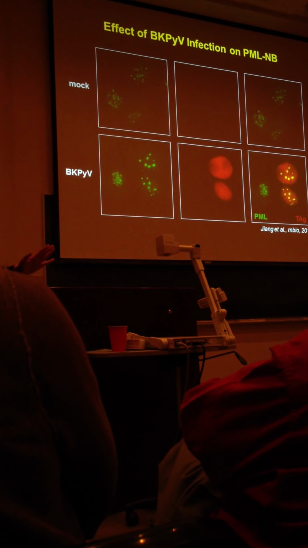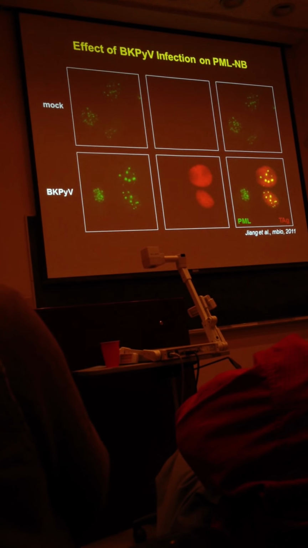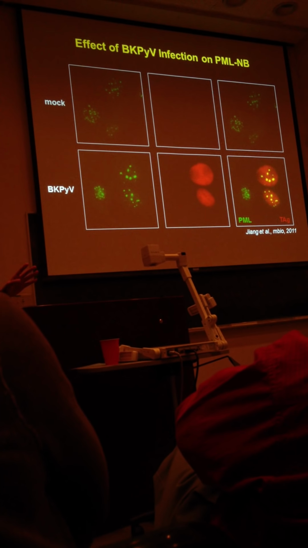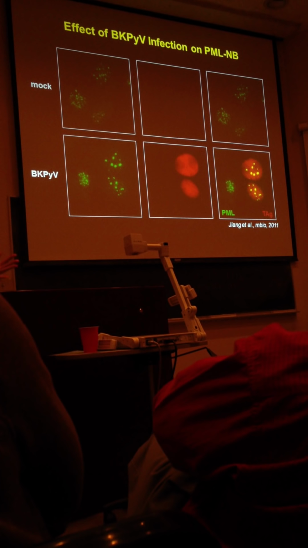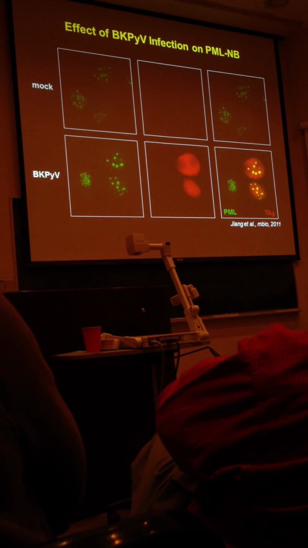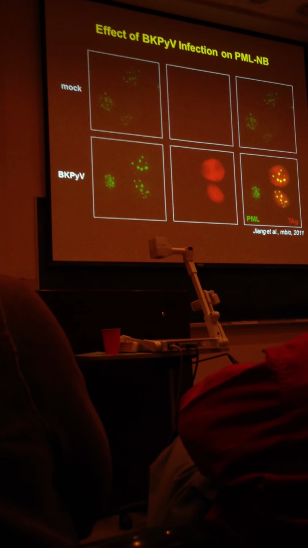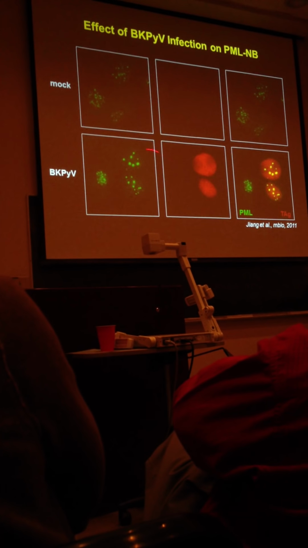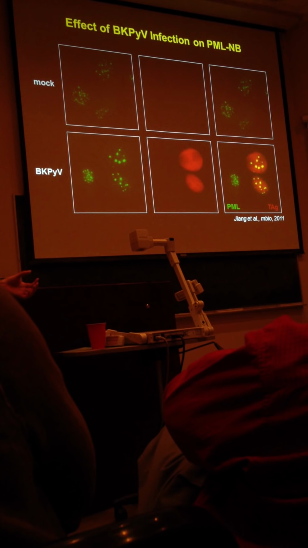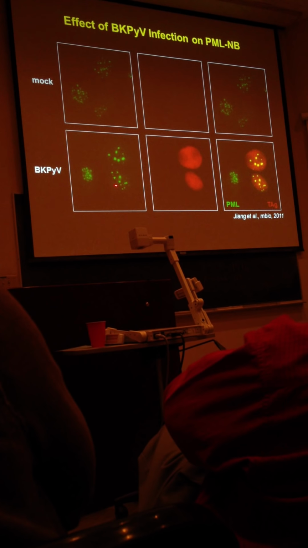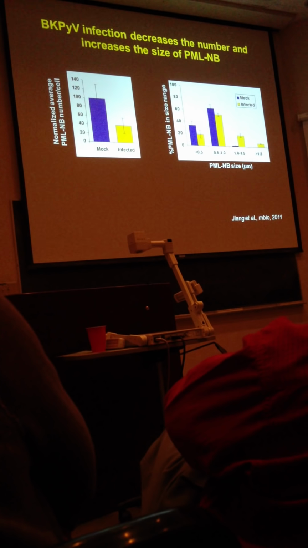Here you're looking at a simple experiment where we either mock infected or infected cells with BK purified virus at a high MOI, and then we double immunostained the cells for either the T antigen, which is shown in red here to allow us to identify BK positive cells, or PML, which is shown in green here, to allow us to visualize the PML nuclear bodies. As you can see, in the BK positive cells, there's a dramatic change in the morphology of PML nuclear bodies. They seem to be bigger in size and fewer in number compared to either the uninfected or the mock-infected cells. So we have quantified our results on this slide.